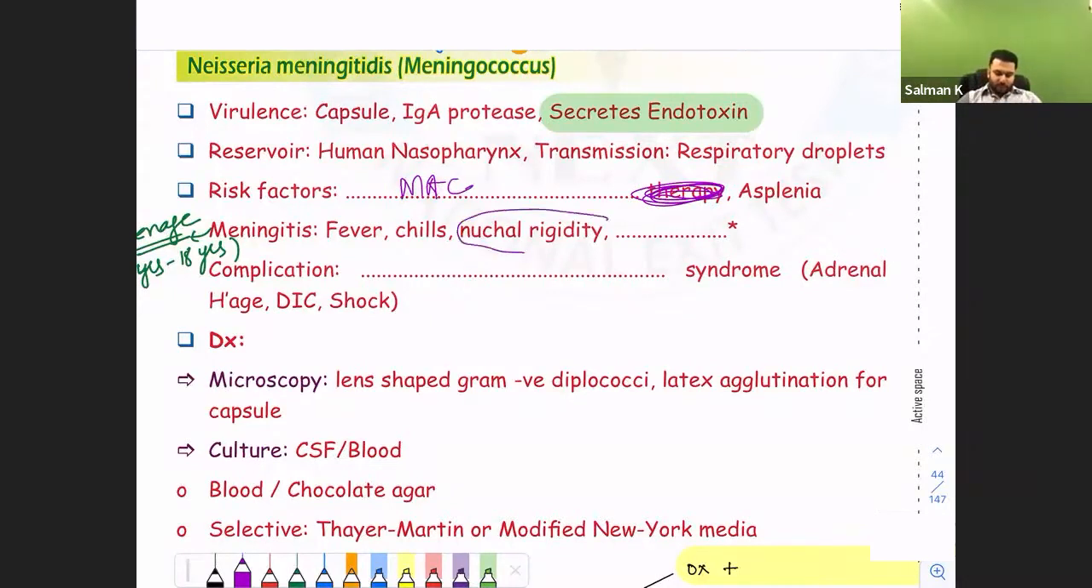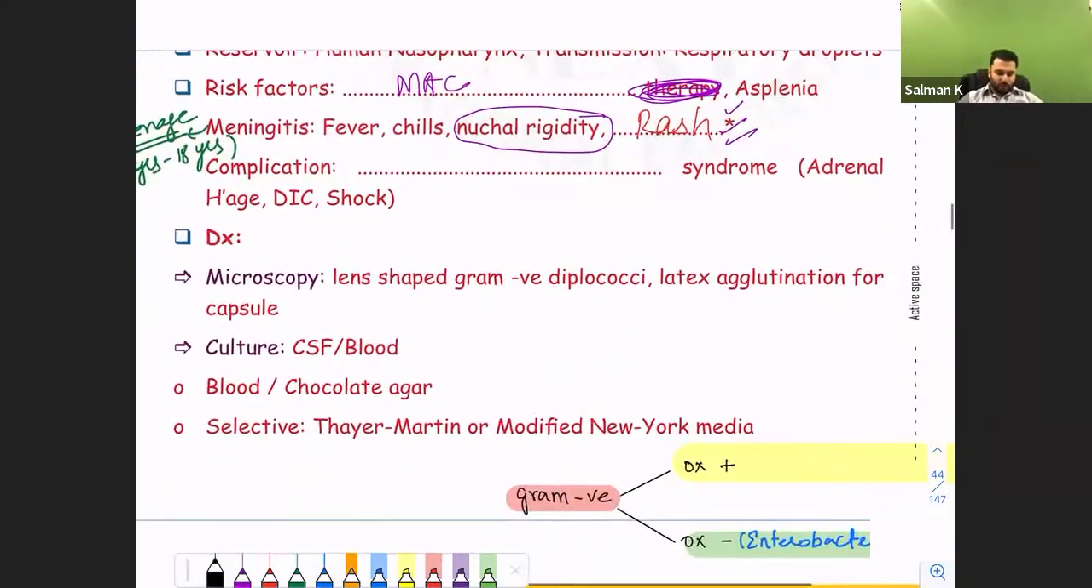Apart from the routine features of meningitis that you see, like nuchal rigidity, this is the organism that presents with an additional thing, the rash. If you see this rash, you should diagnose right away: this is Neisseria meningitidis. It's a petechial rash that can happen on the body. Complications: you should know Waterhouse-Friderichsen syndrome, which is nothing but shock. So any meningitis plus shock, the answer is Neisseria meningitidis.